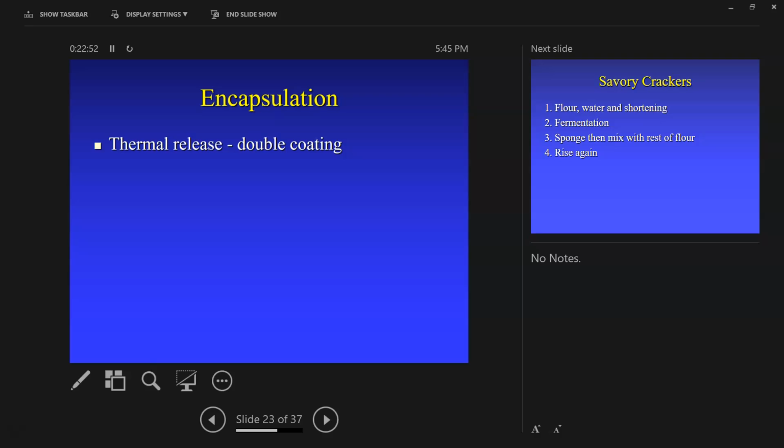Encapsulation, double coating, thermal release. And so one of the things we were interested in, if we spray dry the product, and then we put a fat coating around each droplet.